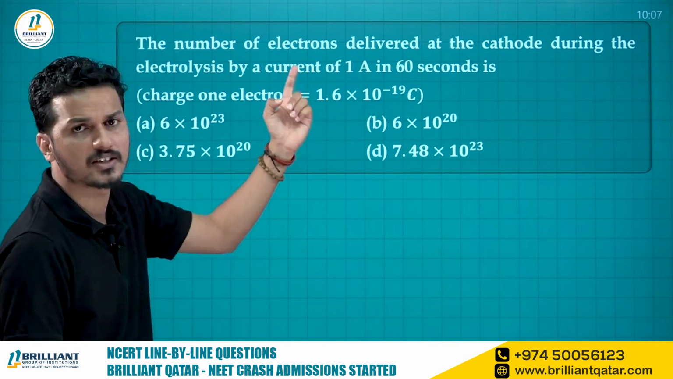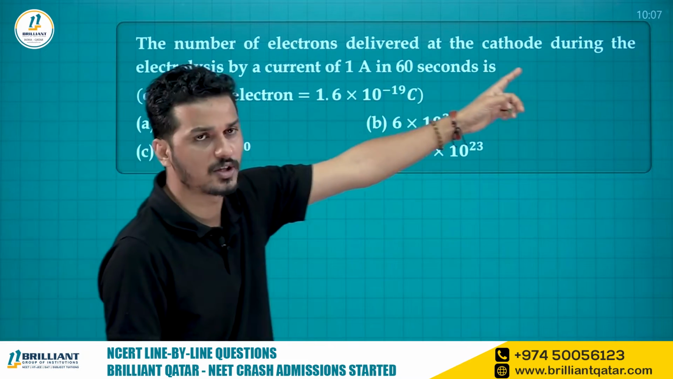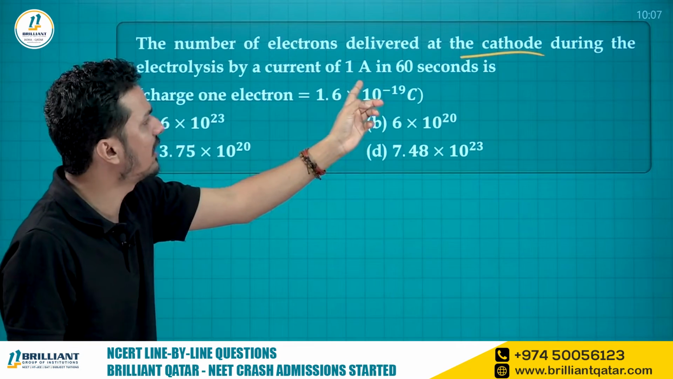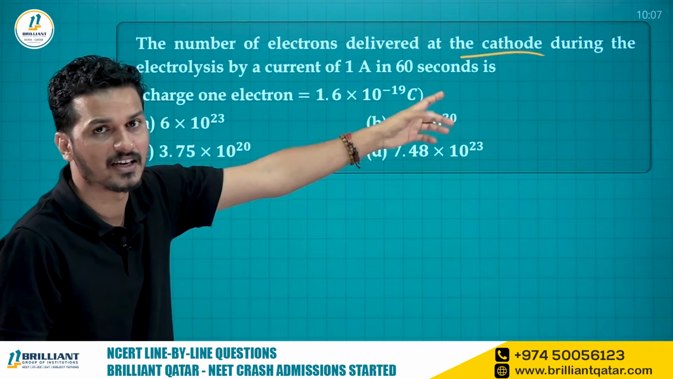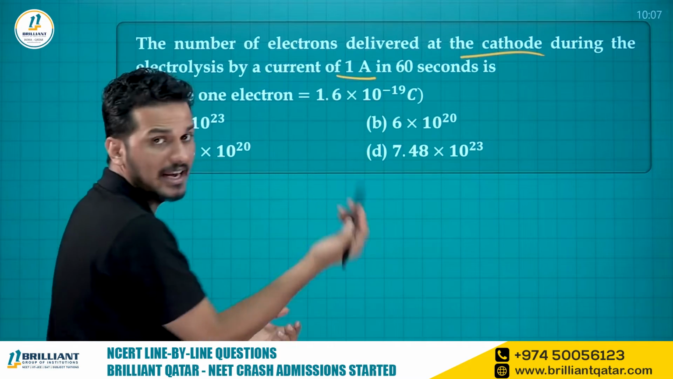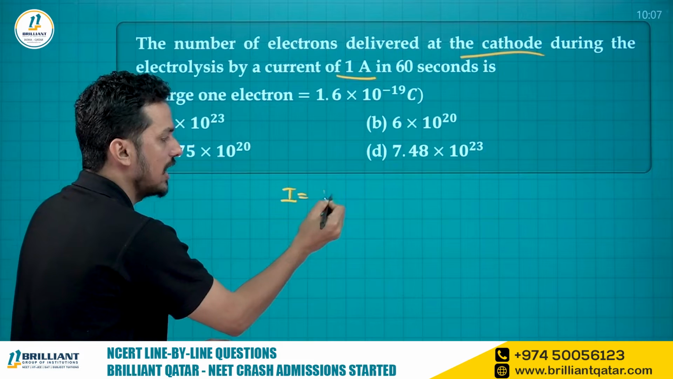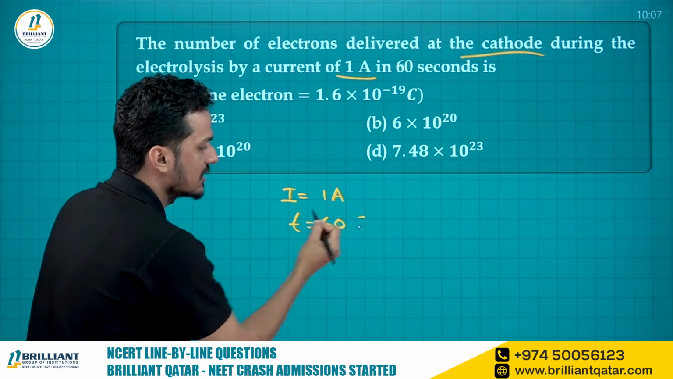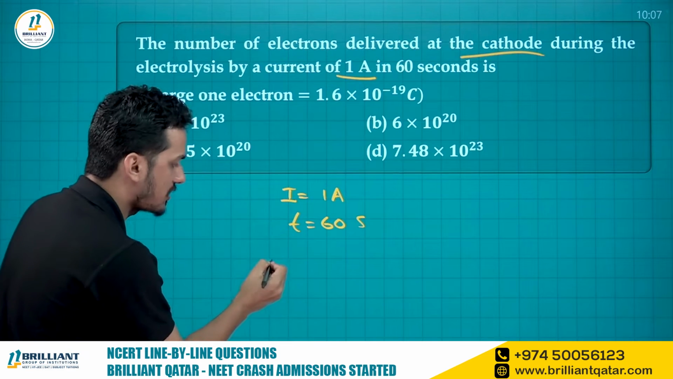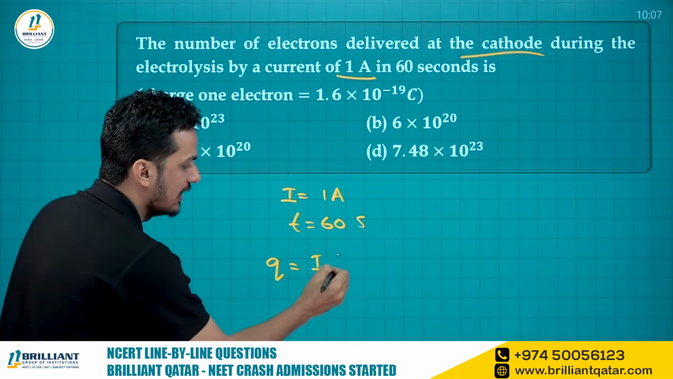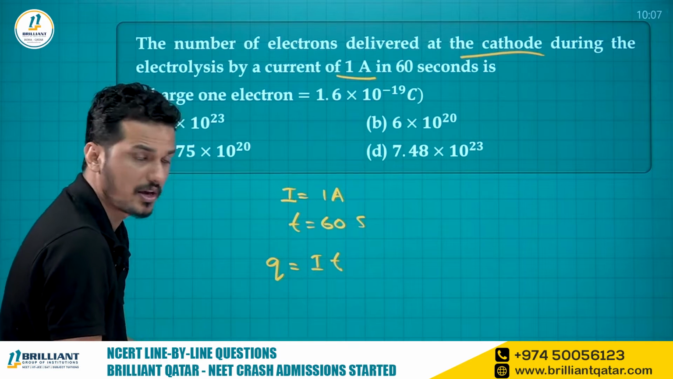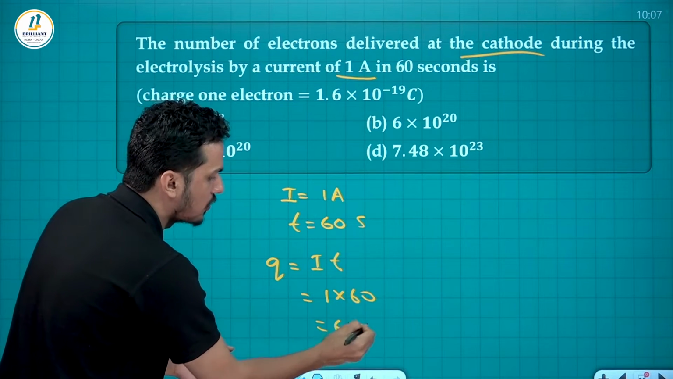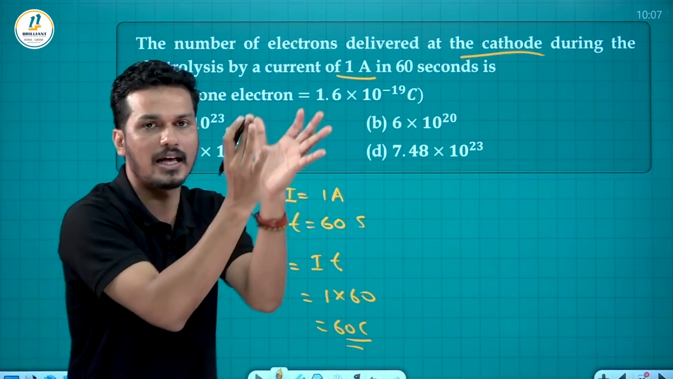The number of electrons delivered at the cathode during the electrolysis of a current 1 ampere in 60 seconds. So they are telling current I equal to 1 ampere and time equal to 60 seconds. Then we can find out the charge. Charge Q equal to what? Q equal to I t. Q equal to I t means 1 into 60. That means 60 coulomb charge is delivered at the cathode.